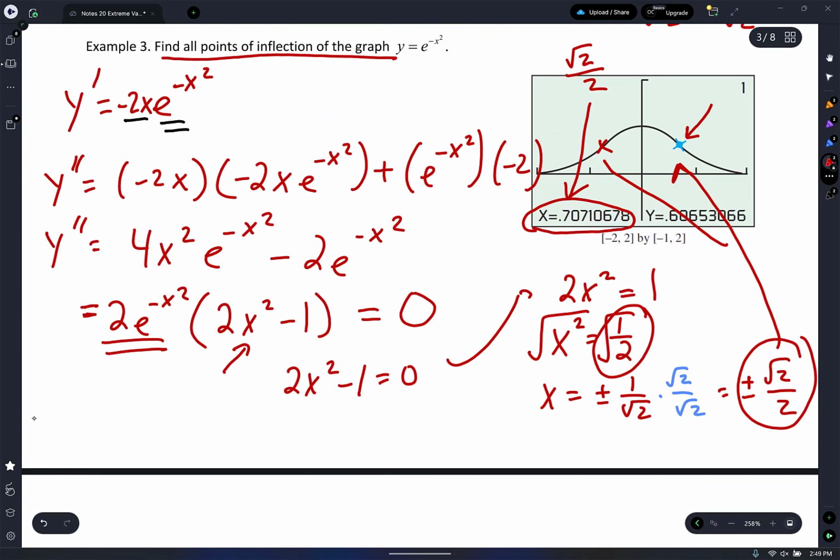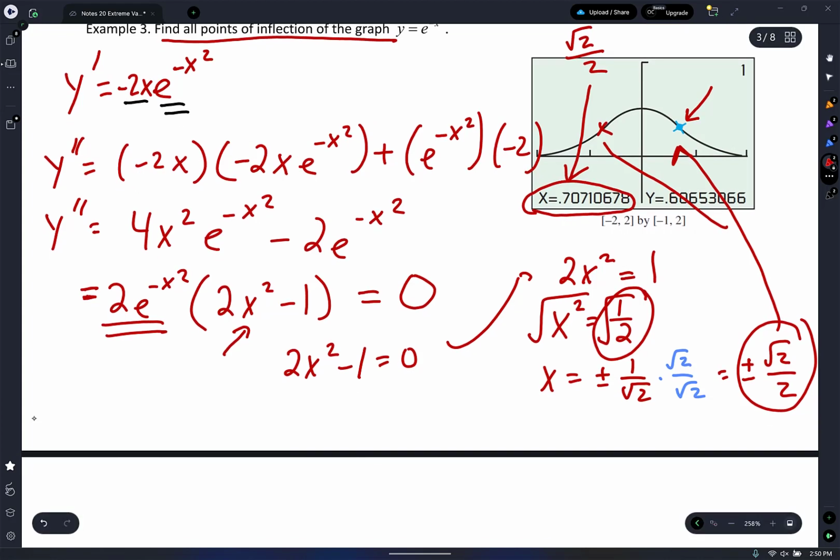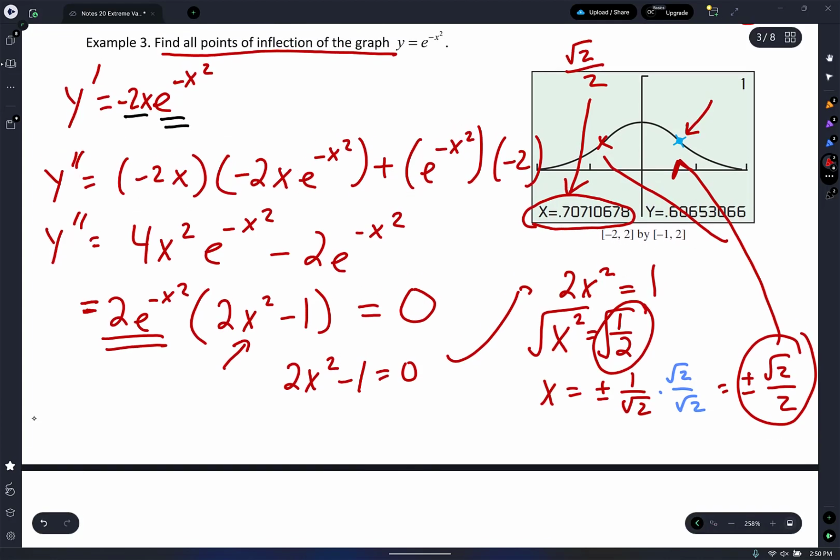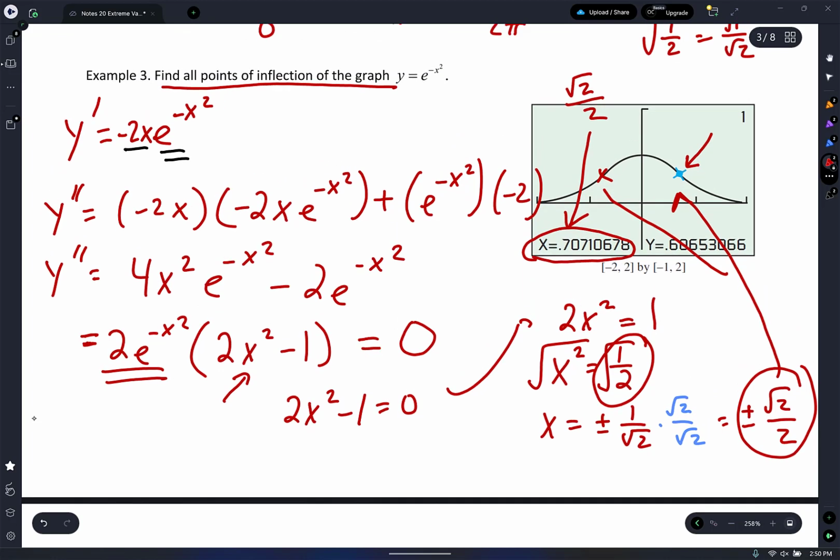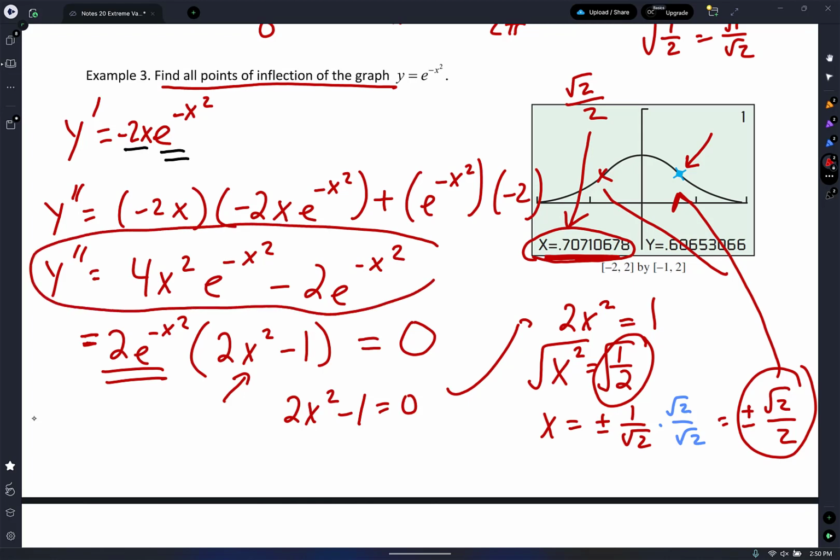We didn't do a sign chart on this, guys, because we can see it visually here, but I guess I'm being a little lazy there. There is a sign change for sure. You know what? Let's practice with our calculators, getting this number here. Type this derivative right here in your calculator. Type the 4x squared e to the negative x squared minus 2e to the negative x squared.